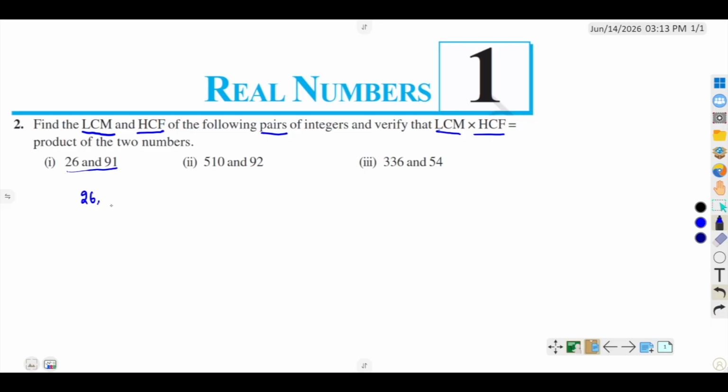And then now I'll write the factors of 26. So let us write that into prime factors. 26 is 2 times 13. Same way 91. If I do it, I'll get 7 times 13. You can do it beside.